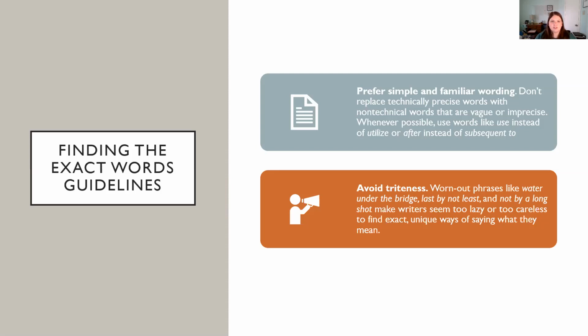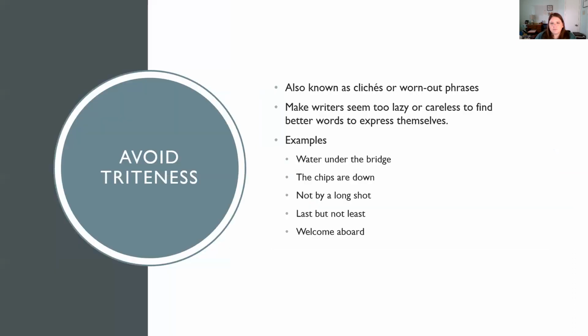But if you take somebody who's from a different part of the country or somebody who's from another place, they may not understand exactly what it is that you're trying to share. And they're wondering why in a technical document you're using a term about water under a bridge when none of the things you're discussing have to do with water or bridges, right? So those are a couple of things to keep in mind whenever you're looking to find the exact words. So triteness are known as clichés or worn out phrases, and they make writers seem lazy and like they didn't want to put in enough effort to find the right word that they wanted to use. So there's some examples listed there of some trite terms that people might rely on.